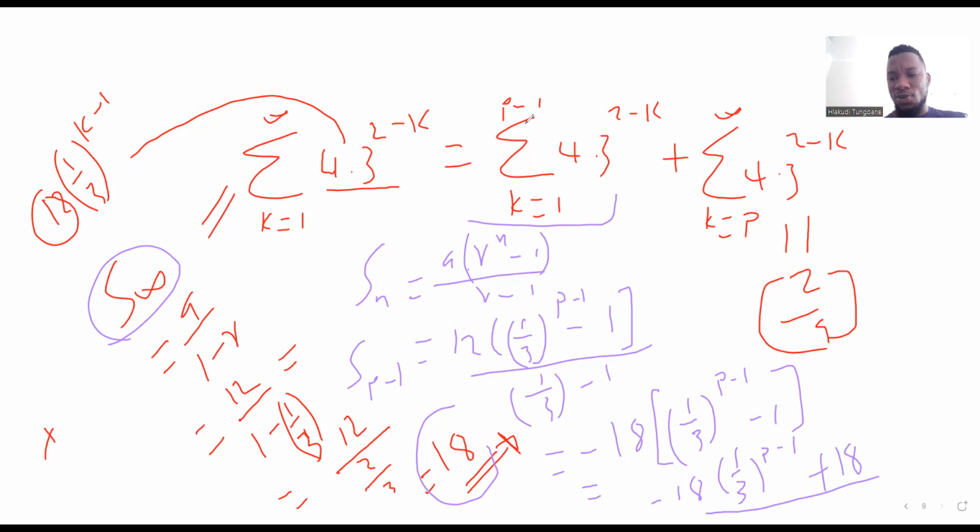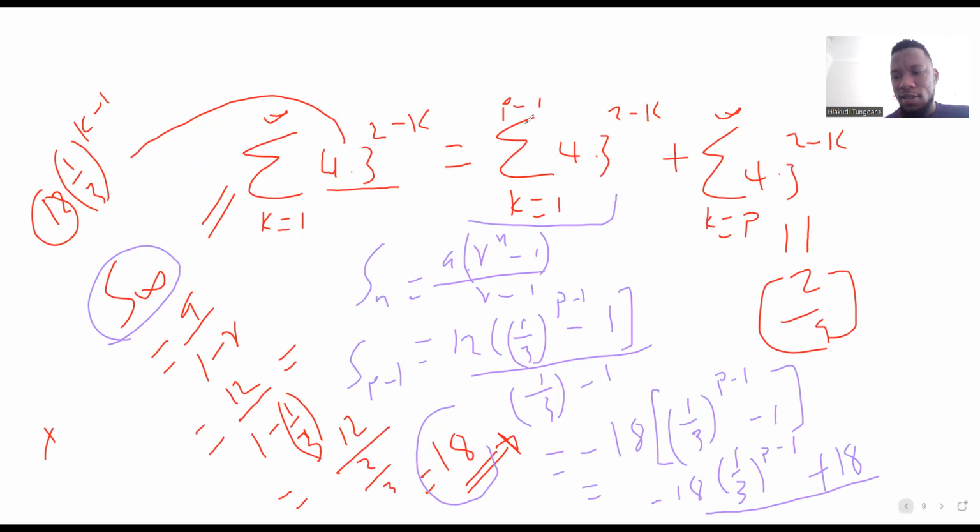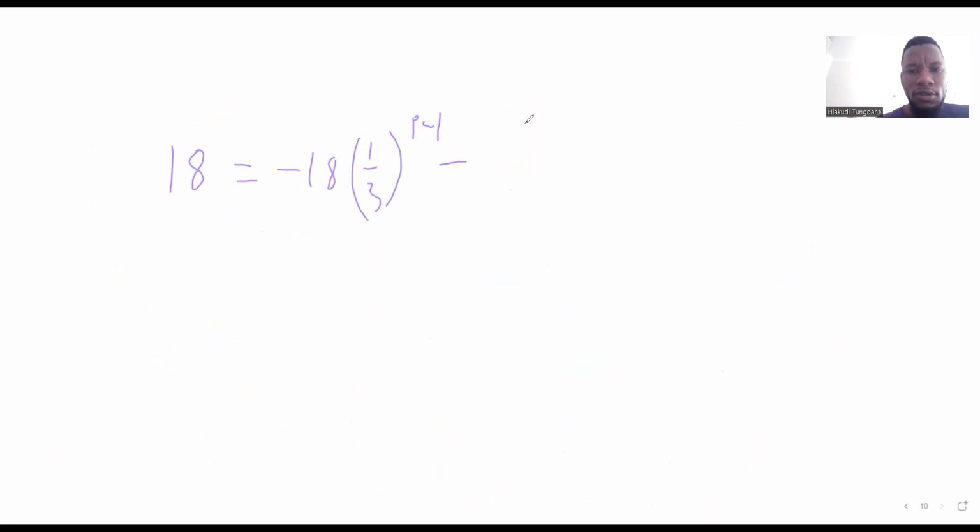So let's try to solve for that. I'm just going to write it down. Therefore, it's going to be 18 equals 2 minus 18 times 1 over 3 to the power of p minus 1, and then, let's go back, plus 18, plus 2 over 9, right?